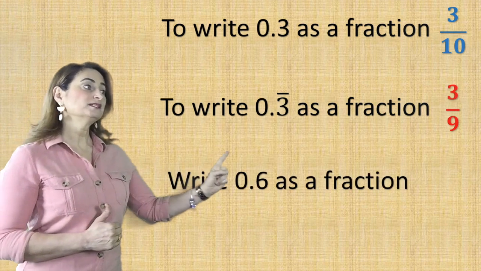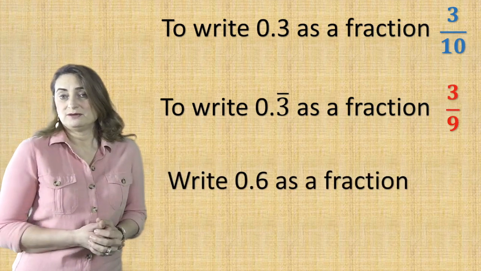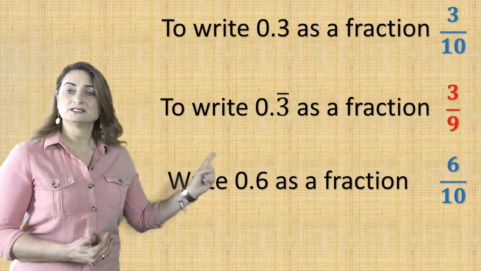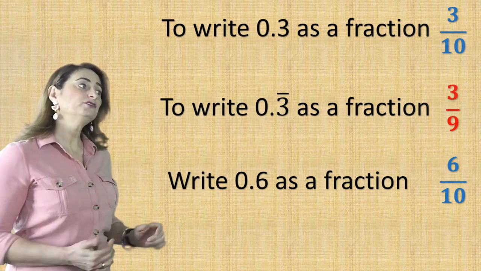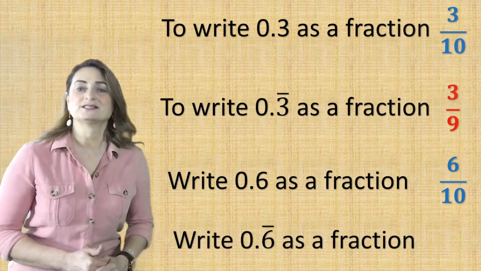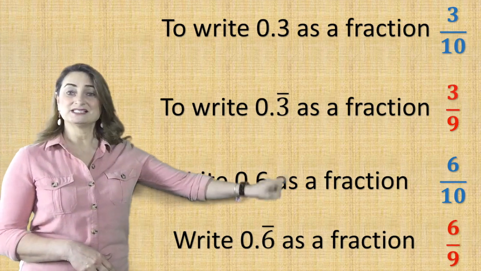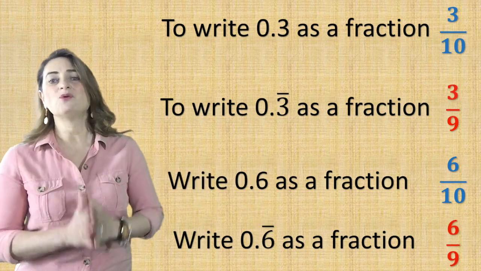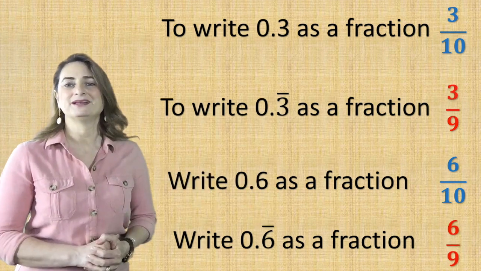Write 0.6 as a fraction. What would you end up with? 6/10 because it's in the tenths place. But what if you're writing 0.6 repeated as a fraction? You end up with 6/9 because you have to subtract that 1x from the 10x and then divide by 9.